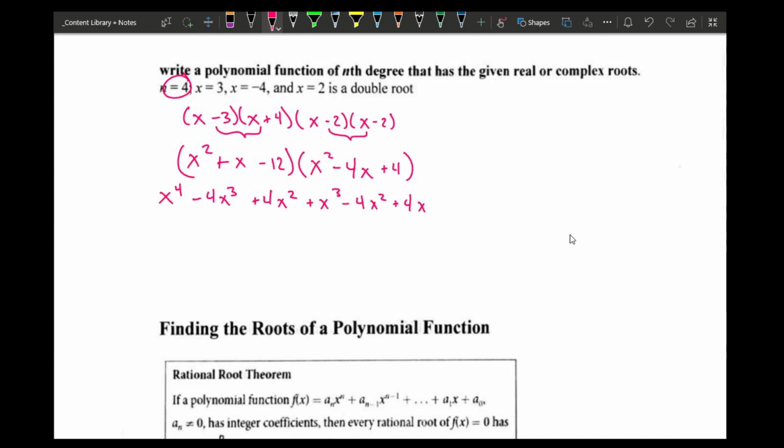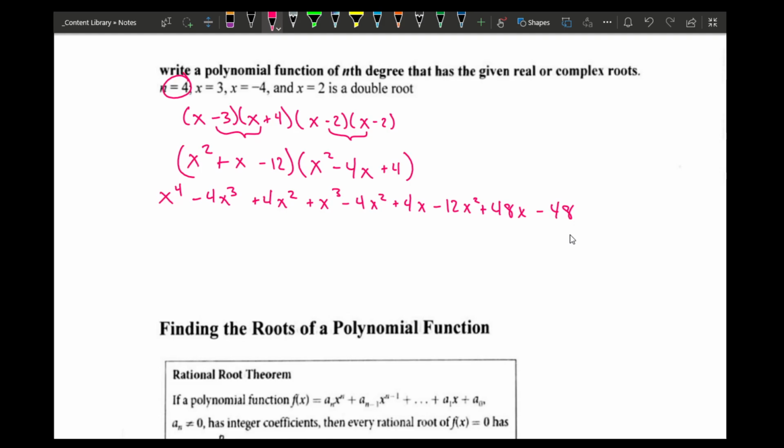Negative 12 times x squared will be negative 12x squared. Negative 12 times negative 4x will be plus 48x, yes. And then negative 12 times positive 4 will be minus 48. Did I miss anything? We did this one, we did this one, we did this one. Okay.